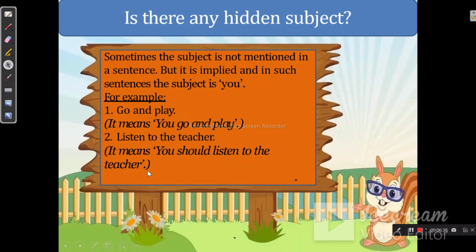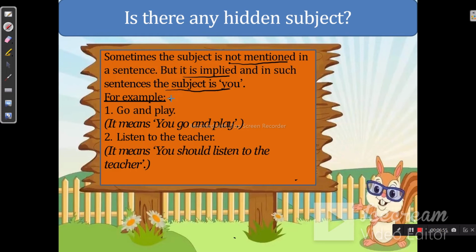Now, is there any hidden subject? This is a very important concept. Sometimes the subject is not mentioned in a sentence, but it is implied. And in such sentences, the subject is assumed to be you, right?